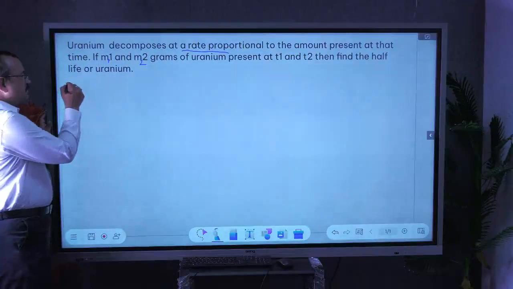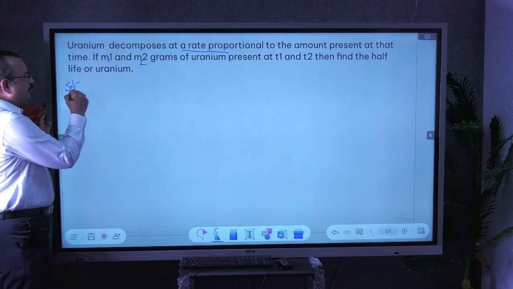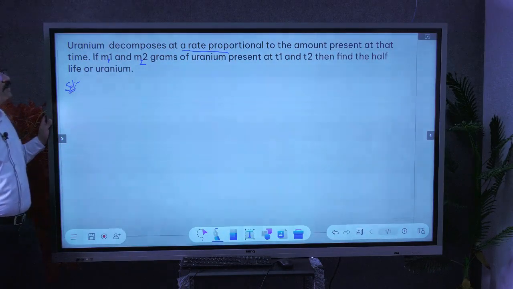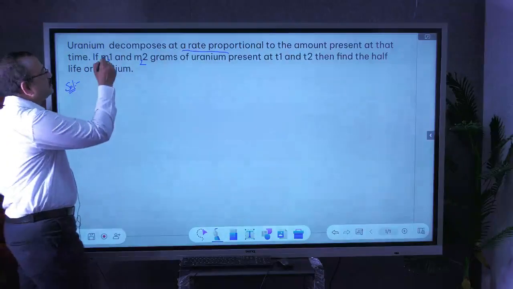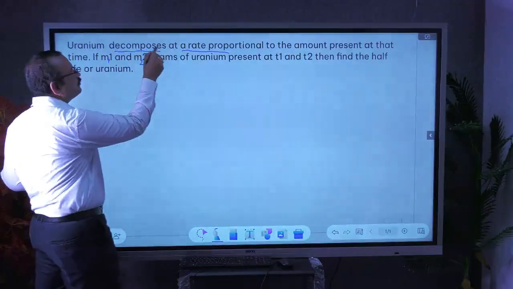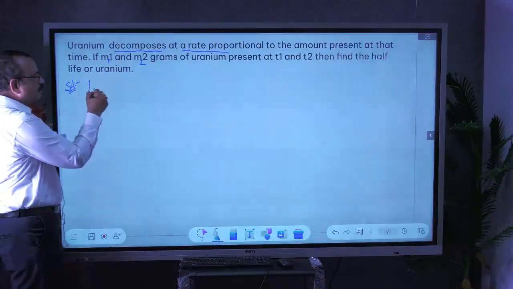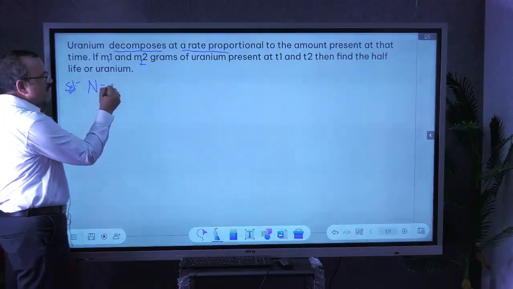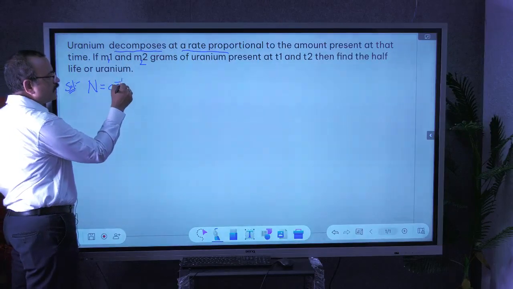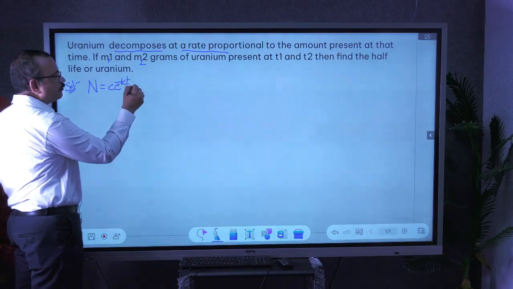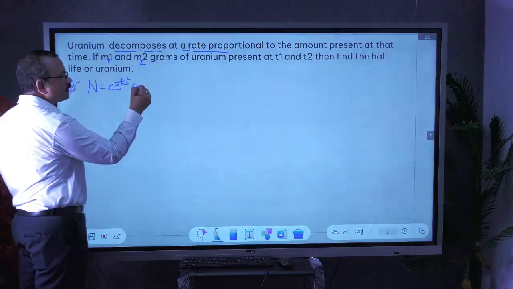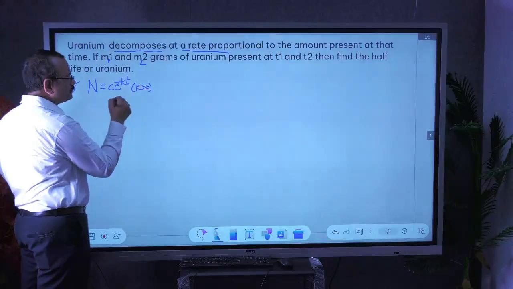So as we have discussed earlier, we solve this problem with the help of the law of natural decay. Because the uranium decomposes here, we have to apply the law of natural decay. By the law we have that N is equal to C into e power minus kT, where K is the proportionality constant which is always positive.